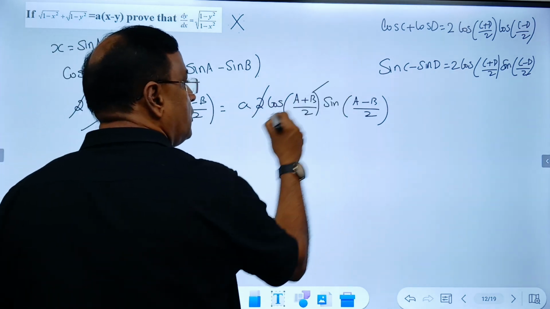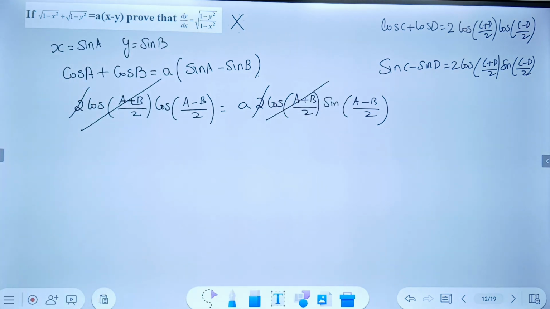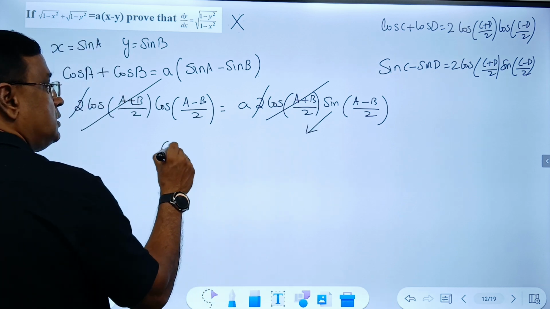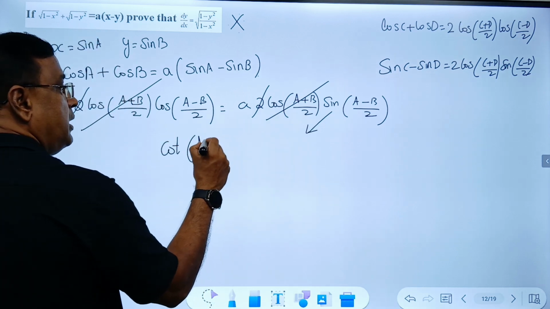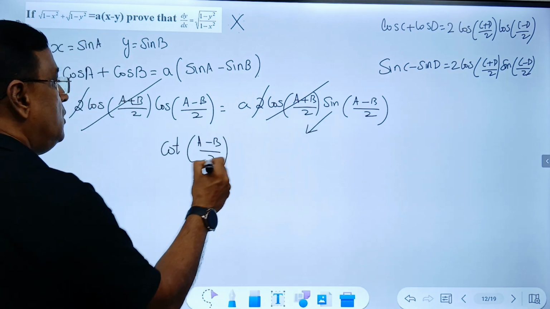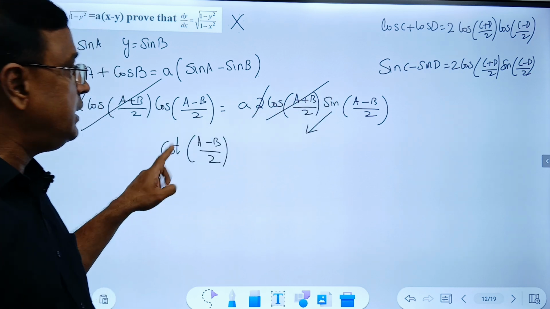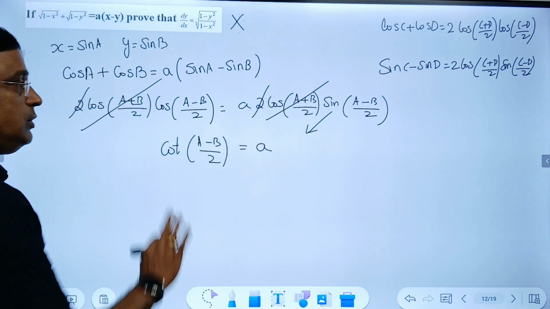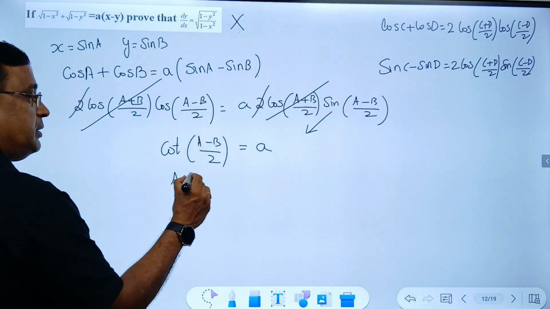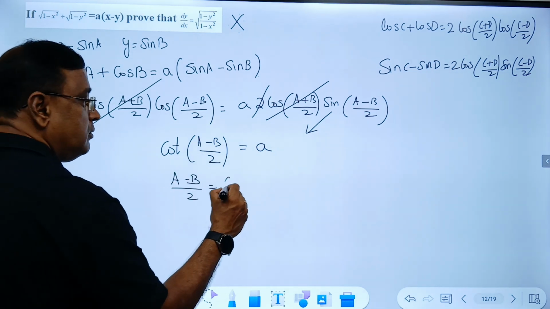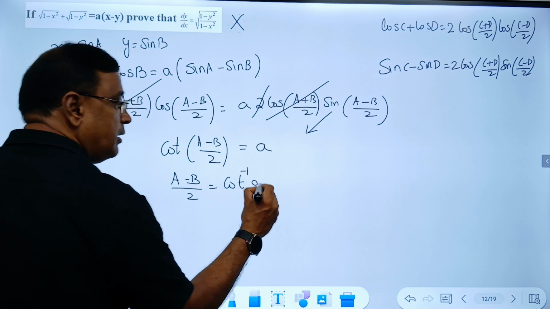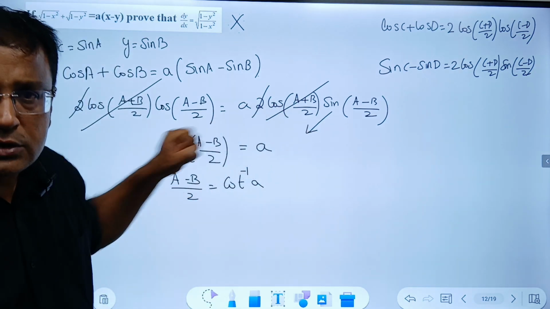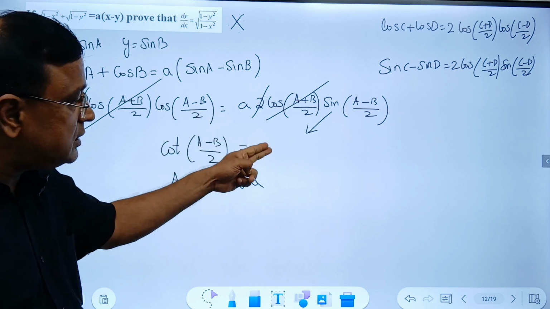Cos (A plus B) by 2 gets cancelled, so you are left with this. Now bring this down. So it will become cot (A minus B) by 2. Why cot? Cos divided by sine will be cot, equal to a. Now don't differentiate. What is (A minus B) by 2? It is equal to cot inverse of a. Remember, the right hand side is a constant, so I try to push in as many constants as possible. So I took cot that side.